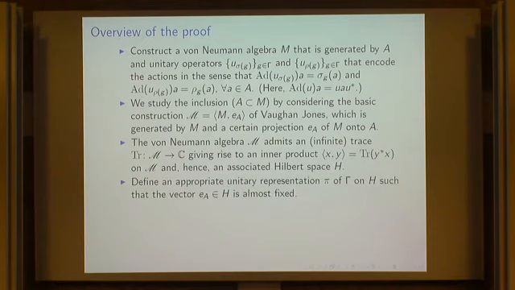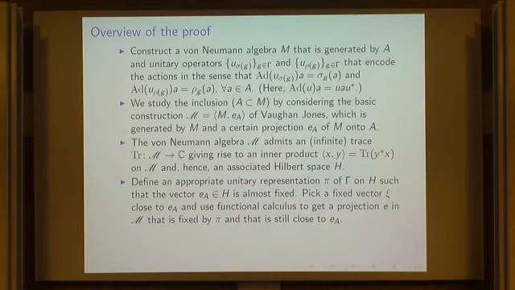And yeah, define an appropriate unitary representation. It's not obvious how to do that, but it can be done. And you do it in such a way that this distinguished vector here, EA, is almost fixed. So then, by property T, there's a vector that's close to EA, which is actually fixed.